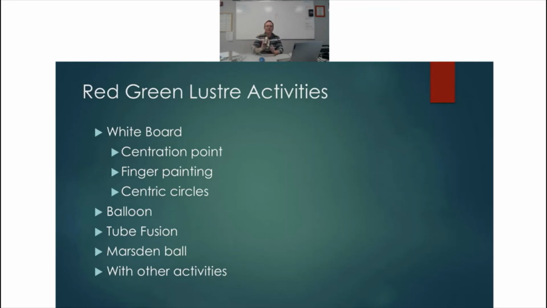So the tube fusion is really important to help them get that motor alignment so that I know that the eyes are both focusing or pointing at one spot. And that way I can help control that luster.